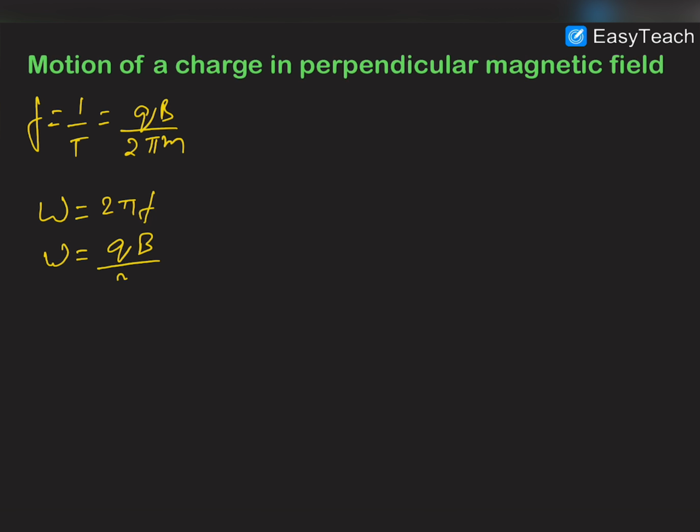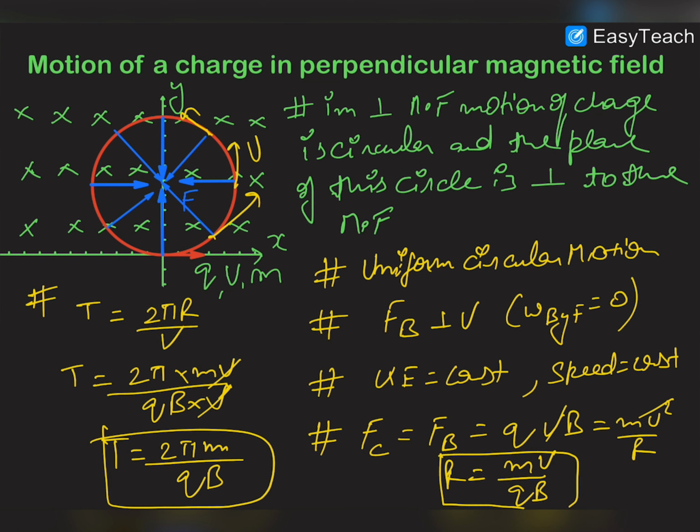And if we discuss the frequency, then frequency is 1 upon the time period, so it is q B by 2 pi m. And omega, the angular frequency, is 2 pi f, obviously. So omega will be equal to q B by m, the angular frequency. This is the motion of charge in a perpendicular magnetic field.